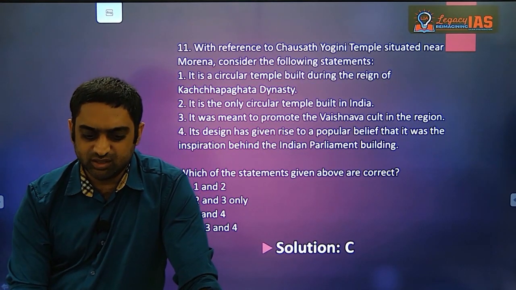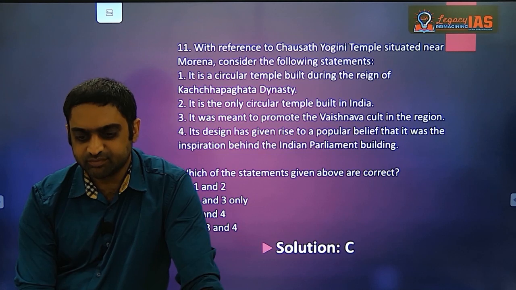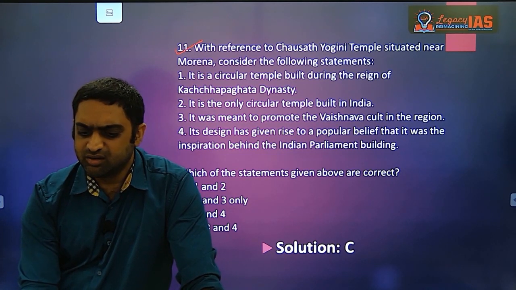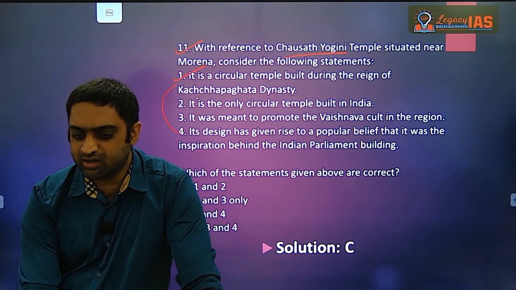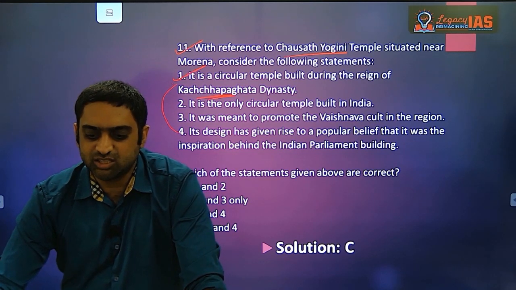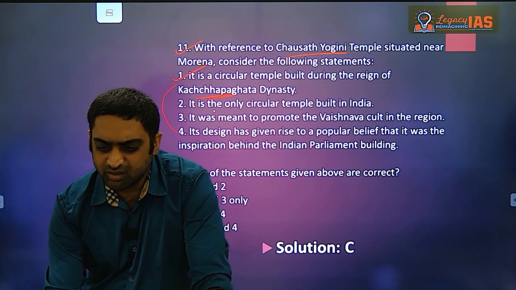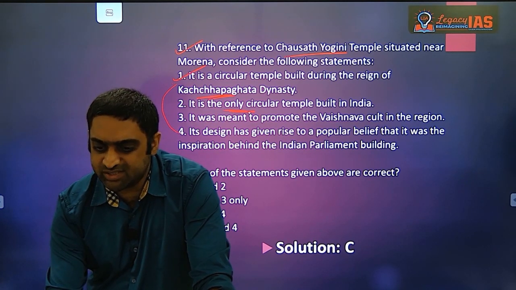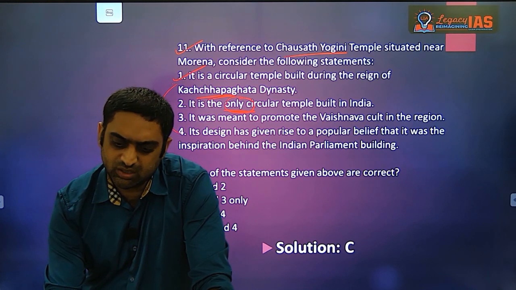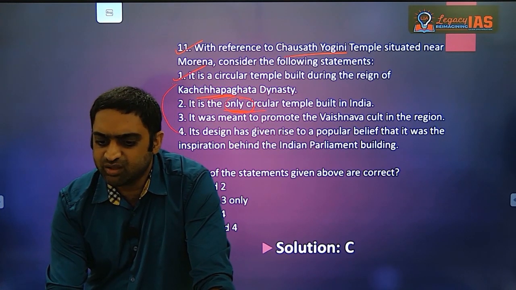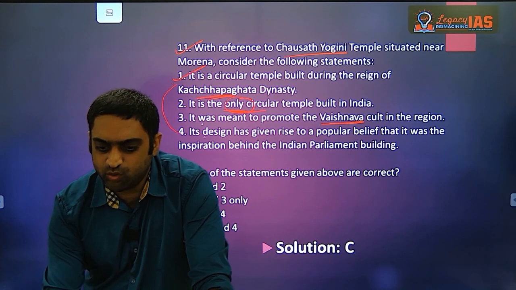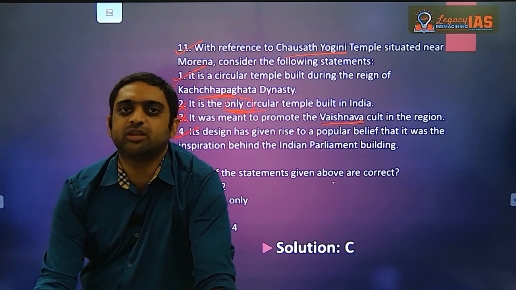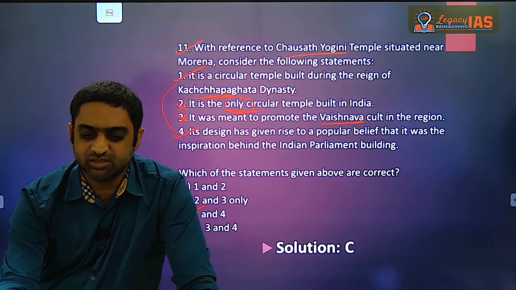So coming to the 11th statement. Definitely the design of the Indian Parliament has been taken from this particular Chausat Yogini temple, so your statement 1 is also correct. It was designed during the Kachapagatha dynasty, but they say in the second statement that it is the only circular temple in the country. So it is one of the very extreme statements, and it was not of the Vaishnava cult. So here only 1 and 4 are correct. Statement 2 and statement 3 are wrong. So the correct answer is C.